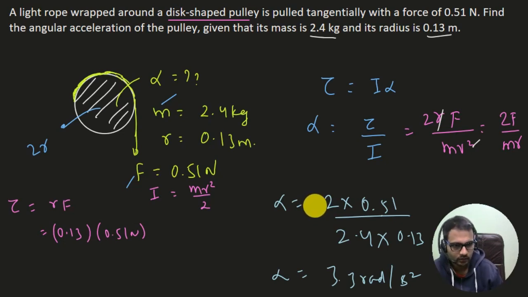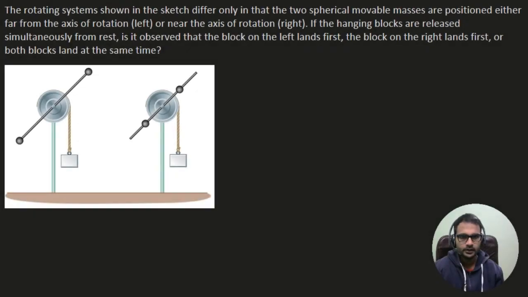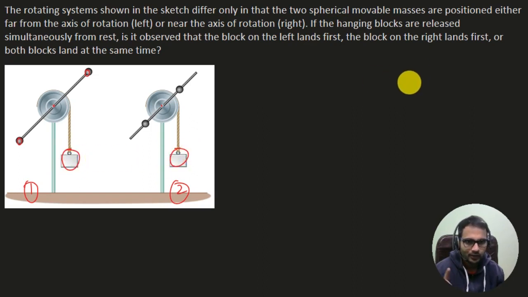Now let's take a conceptual question. Now in this problem, we are given these two systems. System number one, system number two. Everything is the same in the systems with just one change. Here, these two balls are placed at a far distance from the axis of rotation, and here these two balls are placed near to the axis of rotation. Now, our task is to tell that if these hanging blocks are released simultaneously from rest, then which block will hit the ground first, the left one or the right one?